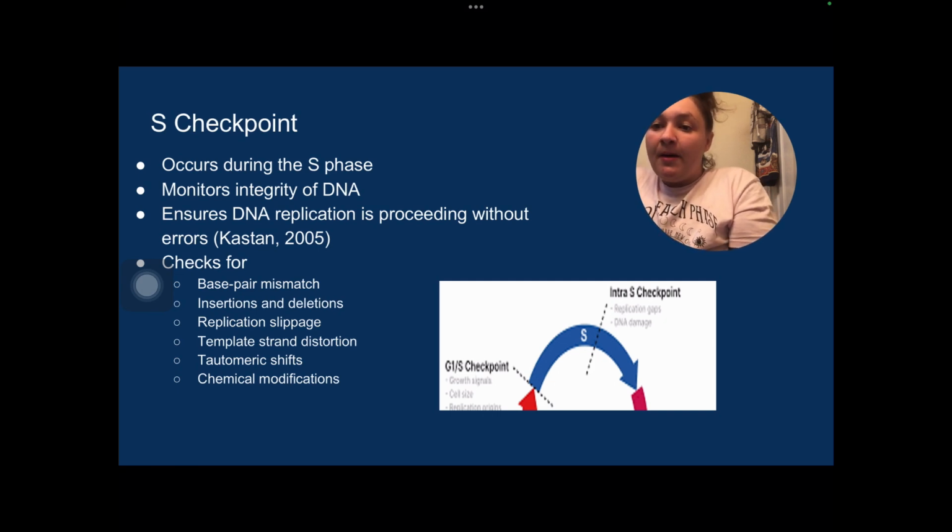This prevents the propagation of mutations that could lead to genomic instability and diseases such as cancer. The S checkpoint works closely with DNA repair mechanisms to ensure that any damage detected during replication is promptly repaired. This coordination is crucial for maintaining the accuracy and completeness of the genetic material.